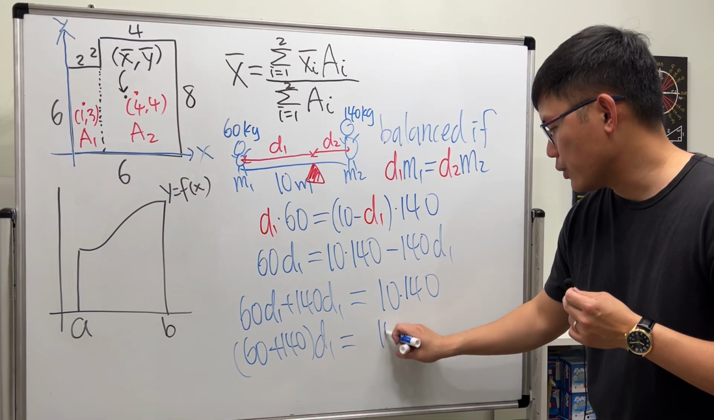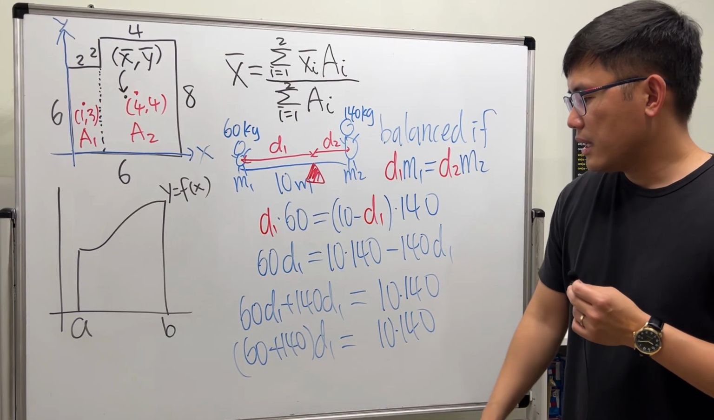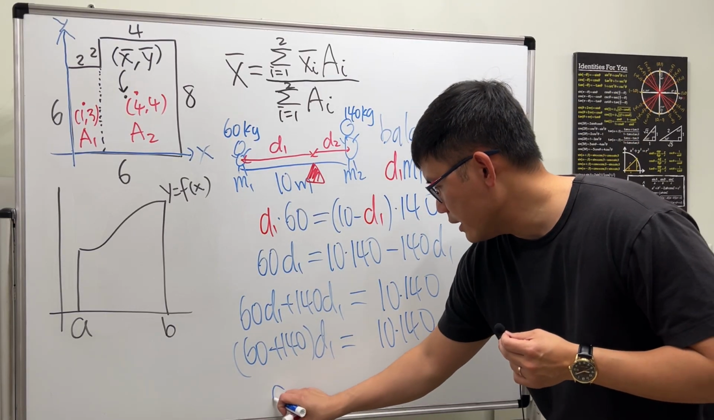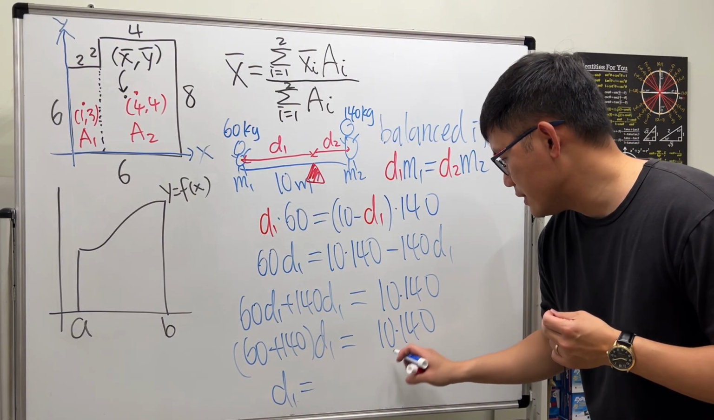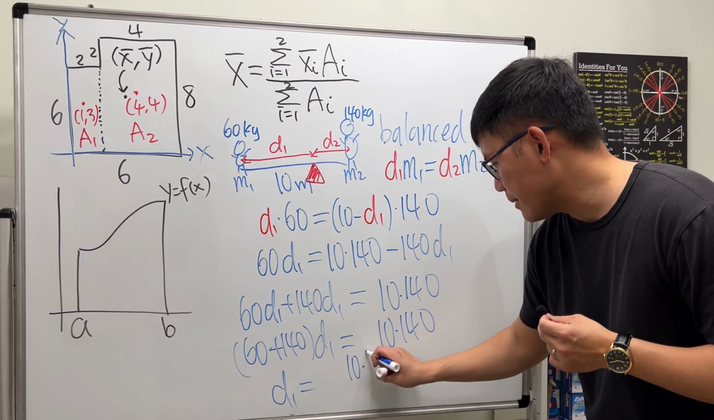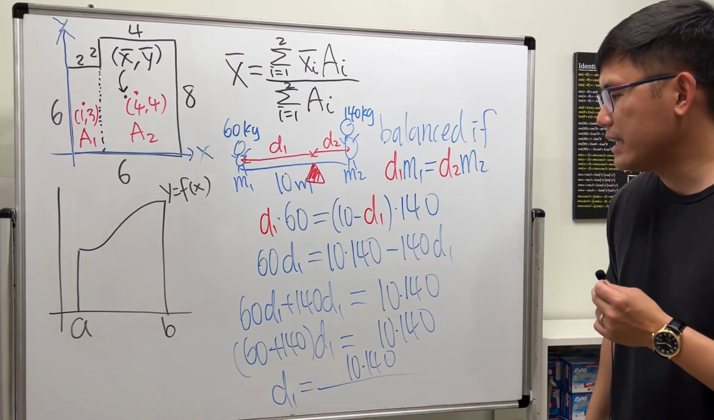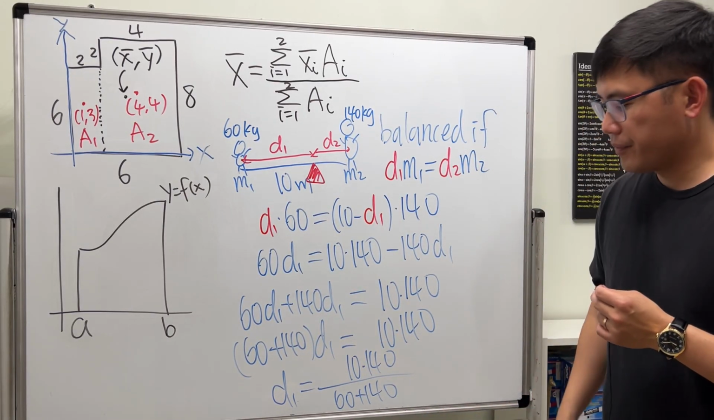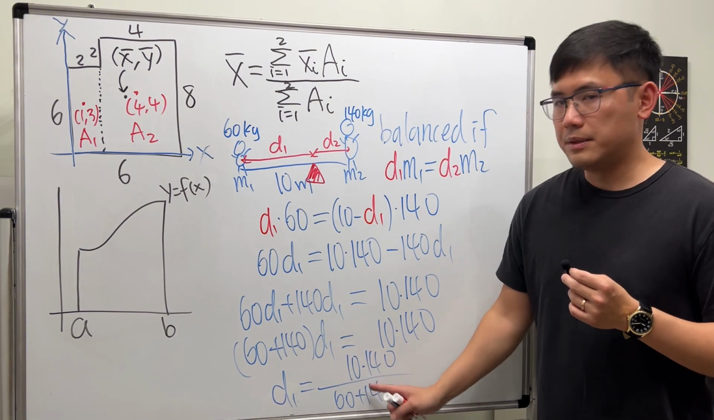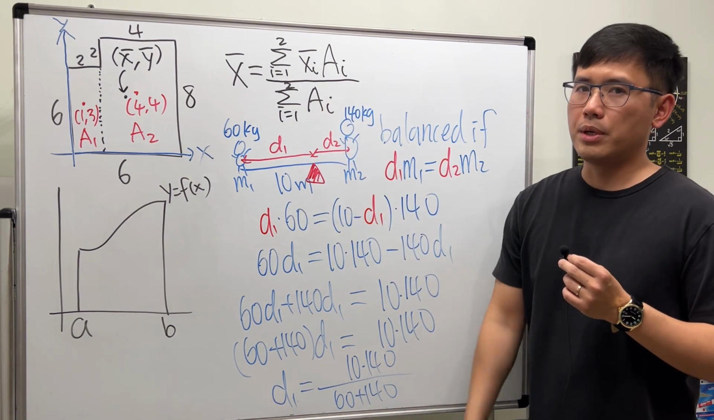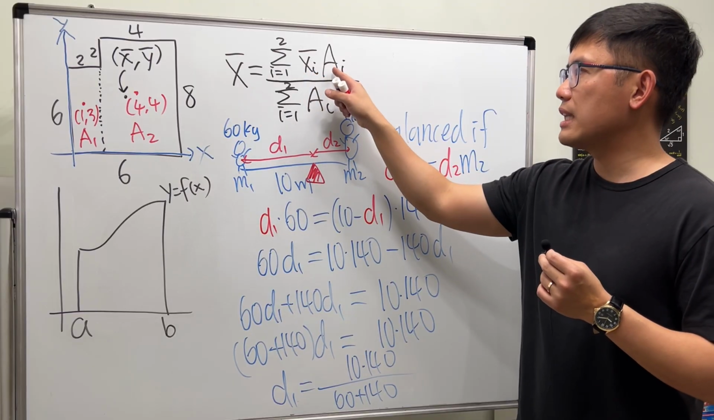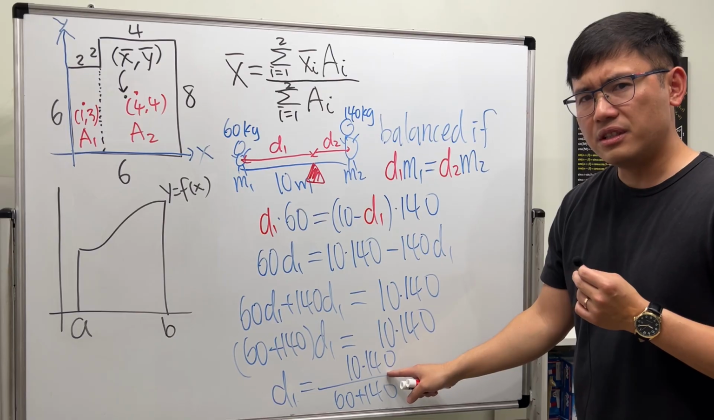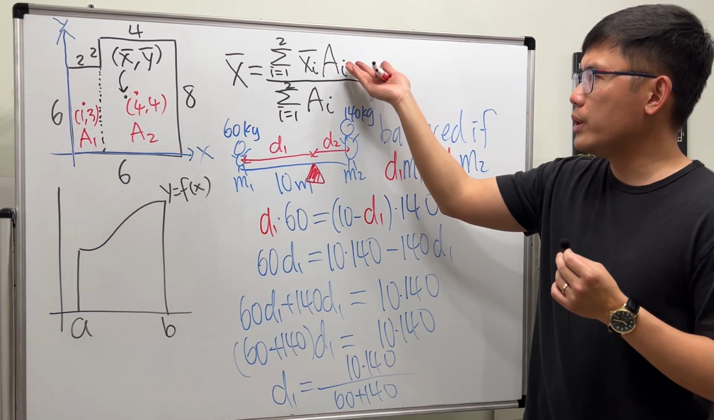But again, I'm just going to write it down as it is. Then I'm going to divide to here, so you will see that D1 equals whatever this is, right? We have 10 times 140, but we will have to divide it by 60 plus 140. In fact, if you take a look at this expression, it's quite similar to what we are about to do. We have the distance times the area here. This is the distance times the mass here. Why are we doing just the area?